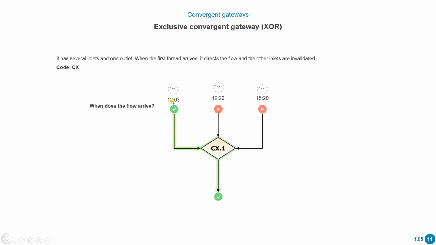So let's say at 12:03, flow arrived. It allowed it to continue. And afterwards at 20 past 12, the flow arrived again. The gateway doesn't allow it to continue because it already did previously. And then later on at 20 past 3, the flow arrived. Still, it doesn't allow the flow to continue. Why? Because it already did.